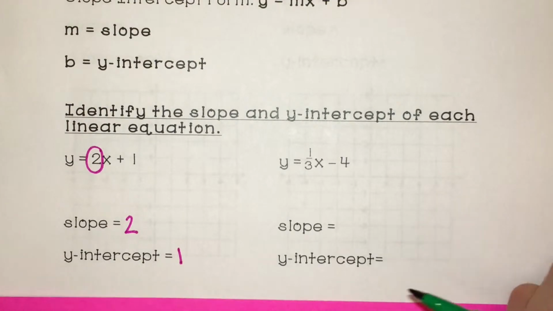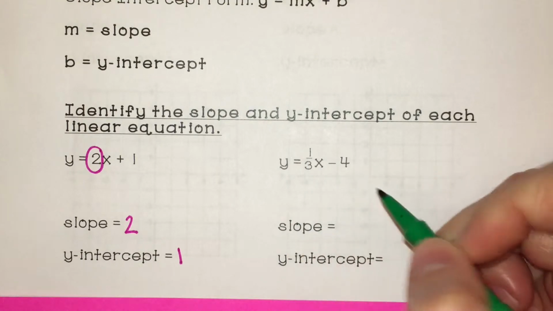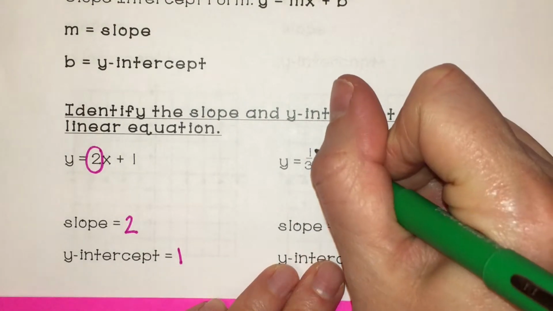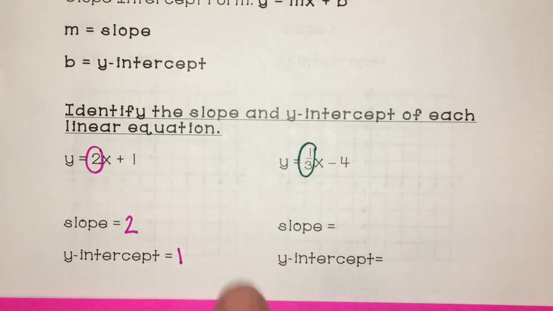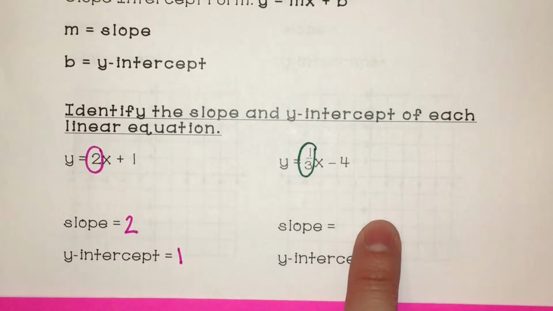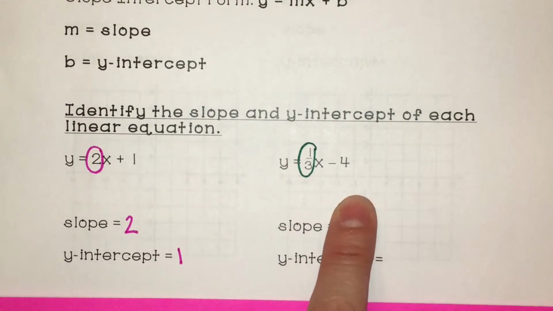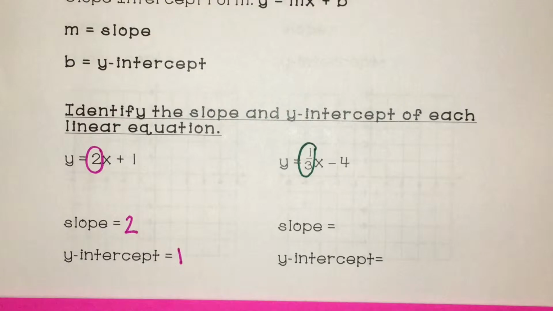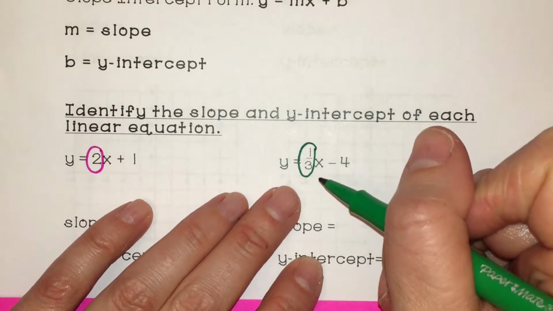Okay, so let's look at a couple more, and then we'll go to some graphs. All right, so y equals 1/3 x minus 4. So the slope is the number multiplied by x in this form. Remember, it has to be in the form y equals. If there's anything else on the same side as y, we have to get y all by itself, or else it's not in slope-intercept form, and we wouldn't be able to identify what the slope was.